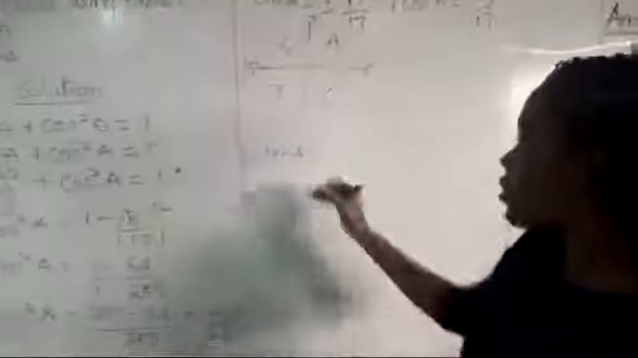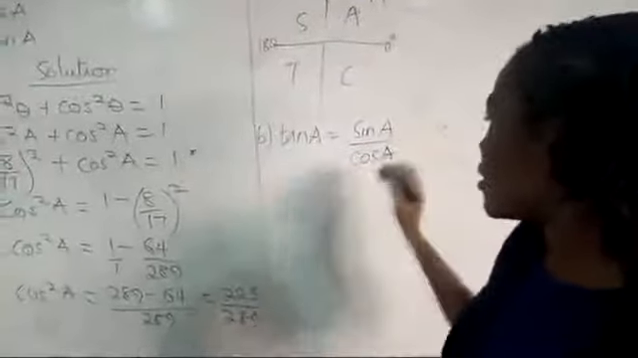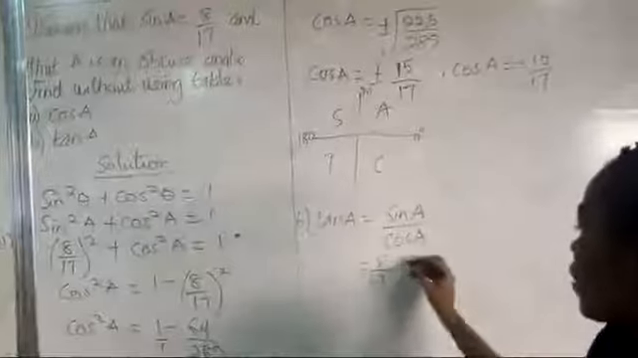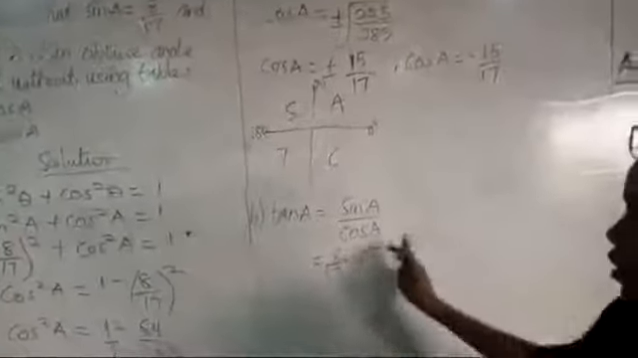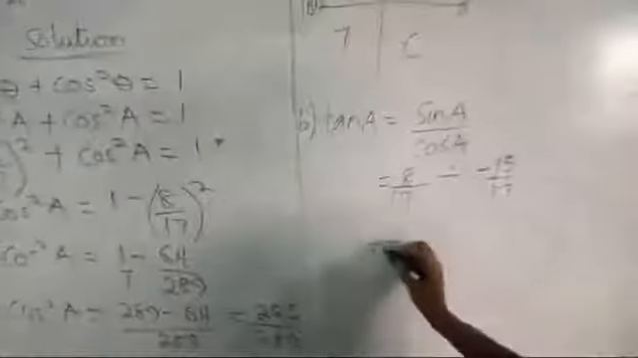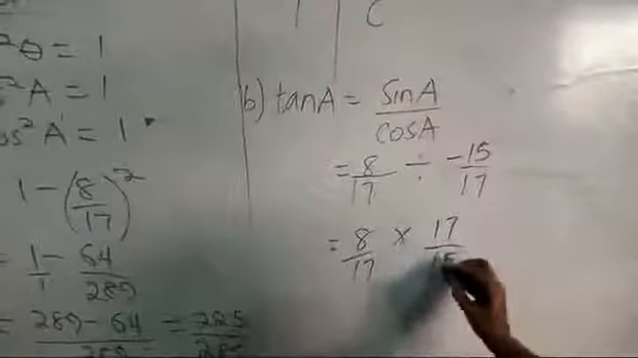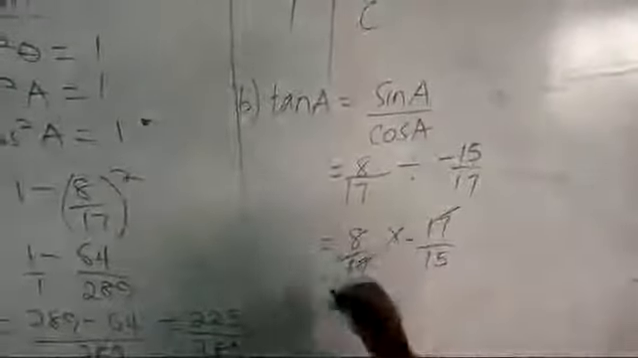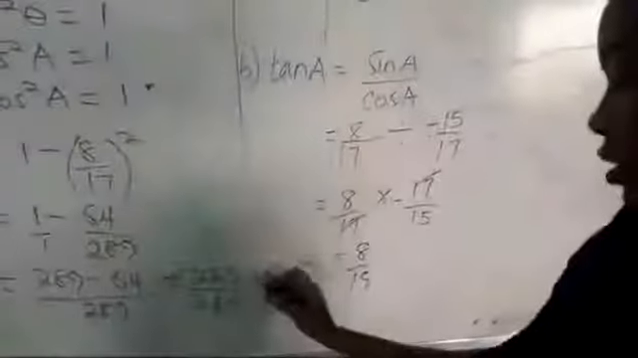Now next one is to find tan A. We already know that tan A is sine A over cos A. So that makes our work easy. Sine A is what from the question? 8 over 17. So this over is division. Cos A is what? Minus 15 over 17. And we know to find the reciprocal, this will become times, and 17 will be the one up. So 8 over 17 times 17 over 15. Remember, there's still minus there. So 17 in 17 is 1. So you have minus 8 over 15. So that means your tan A is minus 8 over 15.